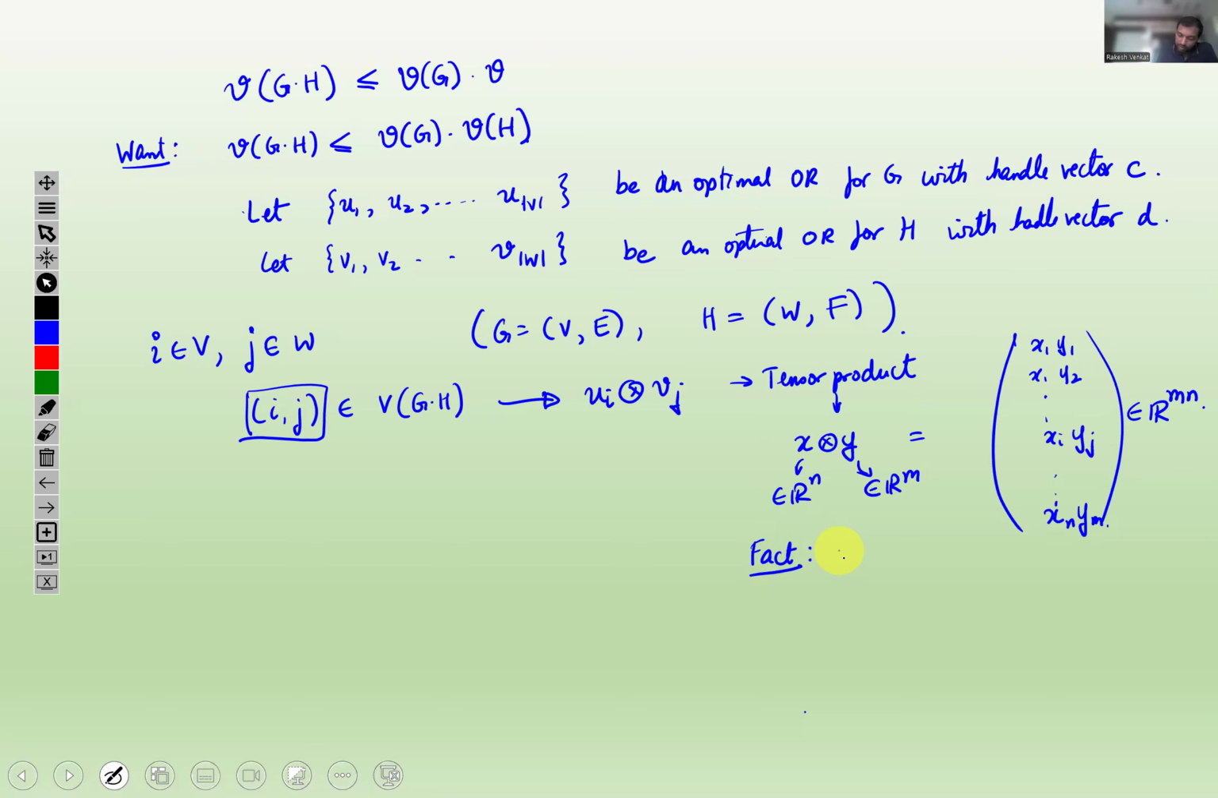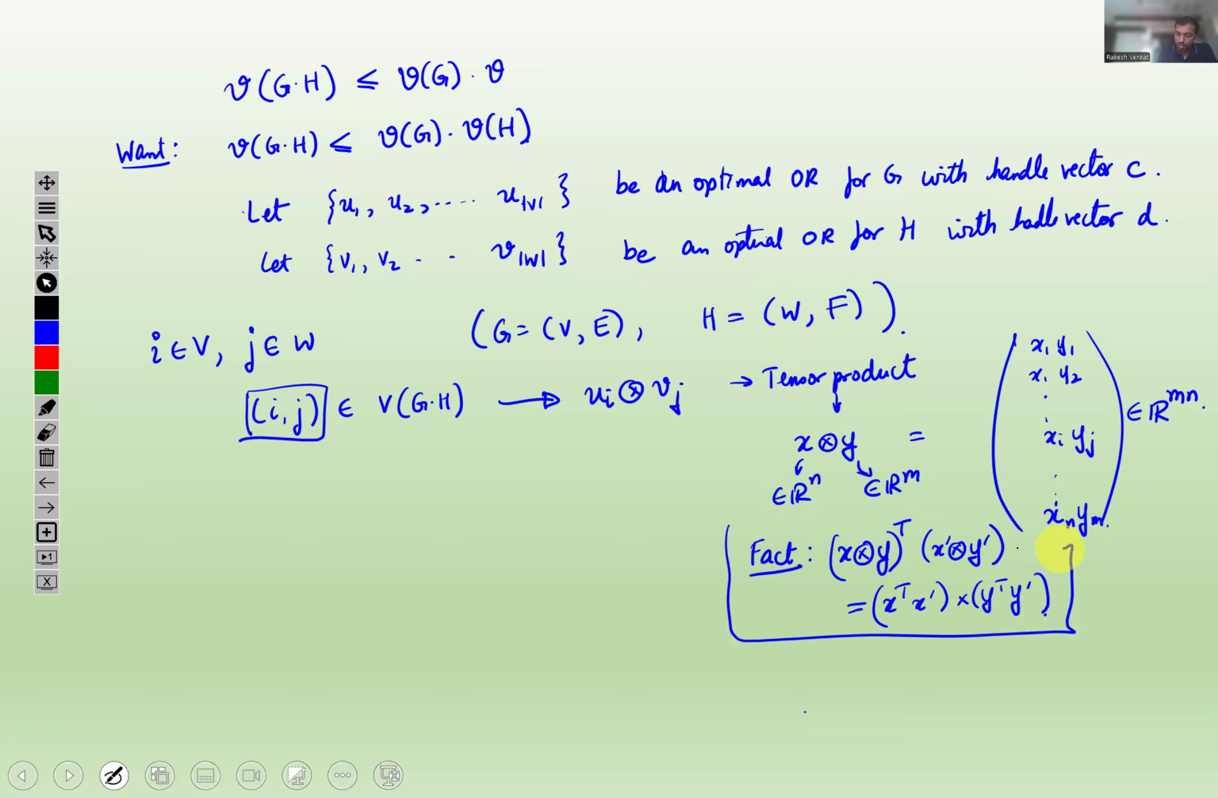Which is basically that if I take the inner product of two vectors in this extended tensor space, of this form, this is equal to x transpose x prime times, now this is a scalar, y transpose y prime. Okay, and we are going to use this now.